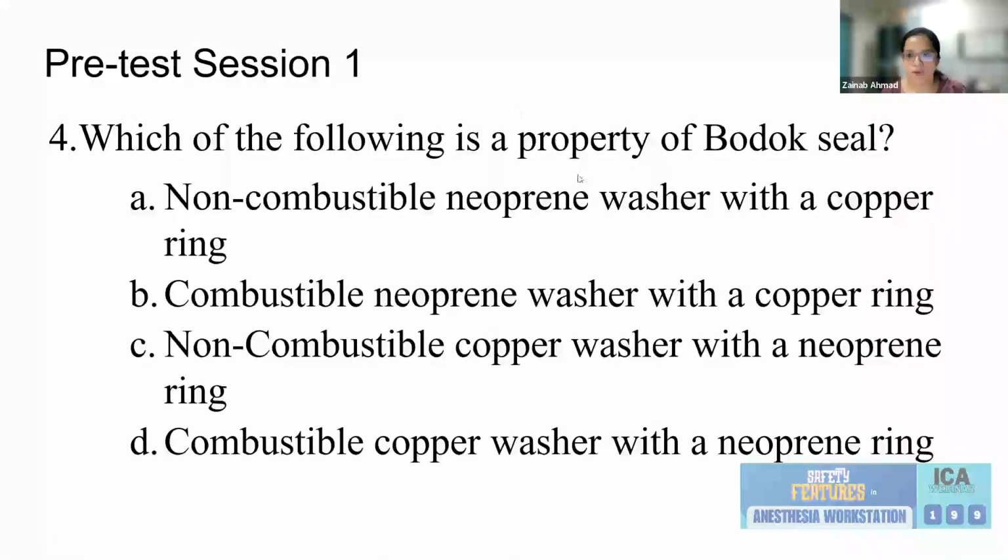Which of the following is a property of Bodok seal? Option A, non-combustible neoprene washer with a copper ring. Option B, combustible neoprene washer with a copper ring. Option C, combustible copper washer with a neoprene ring. And option D, non-combustible copper washer with a neoprene ring. Seconds are about to be over. So, ma'am, should I stop or keep it for a while? Yes, I think you can stop.